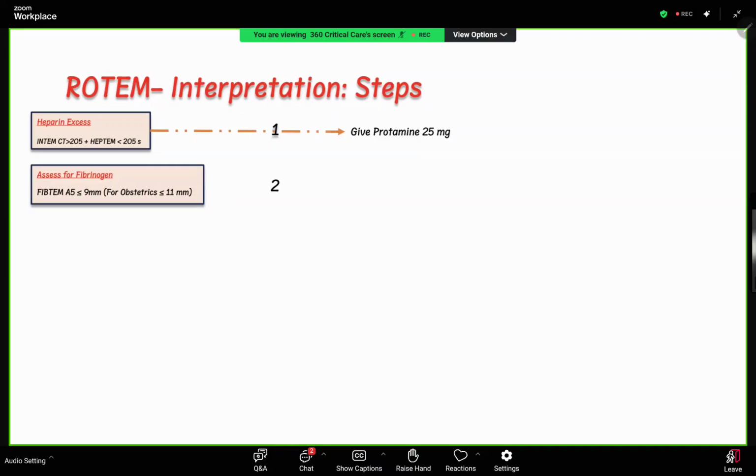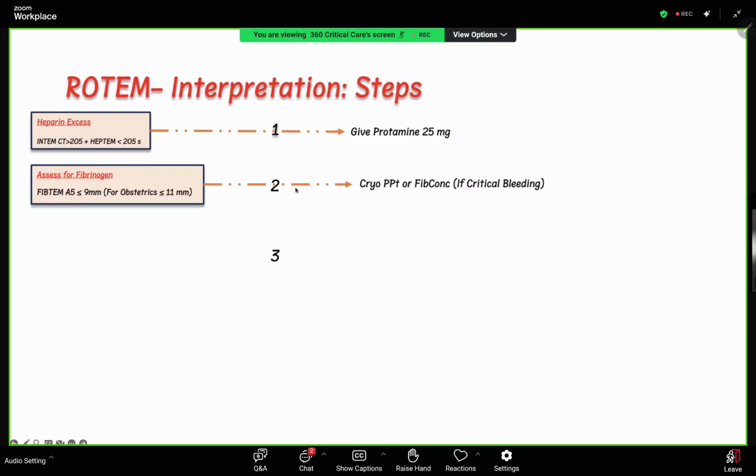Depending on what machine you are using and what setup you are in, there is a particular algorithm that we go by. But in my setting where we look at FIBTEM A5, or at 5 minutes, what's the FIBTEM height? If it is less than 9 millimeter, that means the patient is deficient in fibrinogen. As I said, FIBTEM looks at the fibrinogen. So that's the first thing you look for. If it is less than 9 millimeter, that means there is a fibrinogen deficiency. You need to give cryoprecipitate or fibrinogen concentrate to treat.